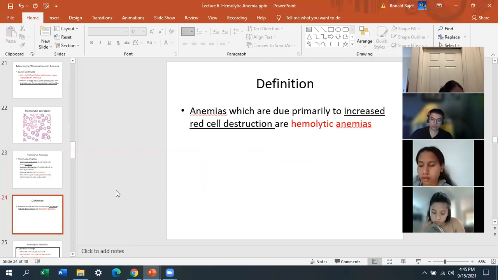Anemias that are due primarily to increased red cell destruction, that's the keyword, destruction, are hemolytic anemias. You've got hemolysis, hemolyzed, okay? So hemolytic anemias, red cell destruction, make sure you know that.